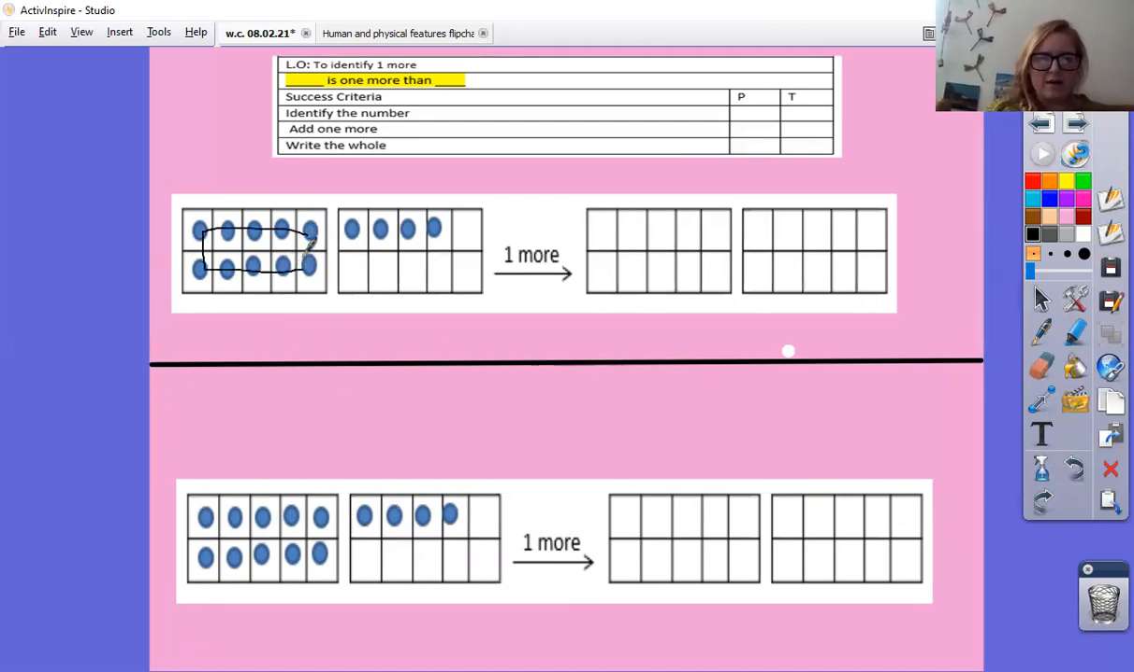1 full tens frame. Do I have any more full tens frames? No. So 1 full tens frame. Fantastic. How many ones do I have? I've got 1, 2, 3, 4 ones.